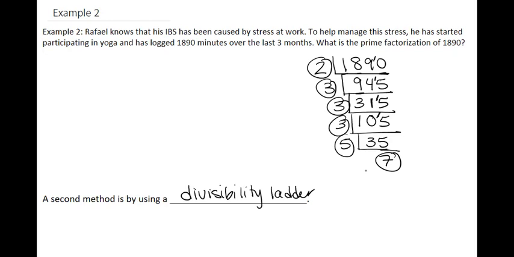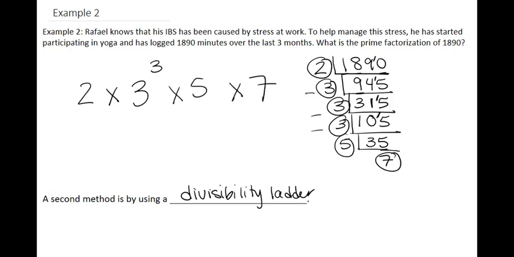So we would then write it out as 2 times, now we have 1, 2, 3. So we have 3 3s. So we would go 3 to the 3rd power times 5 times 7. And these are all our unique factors, and they're always raised to the highest exponent to account for each one.